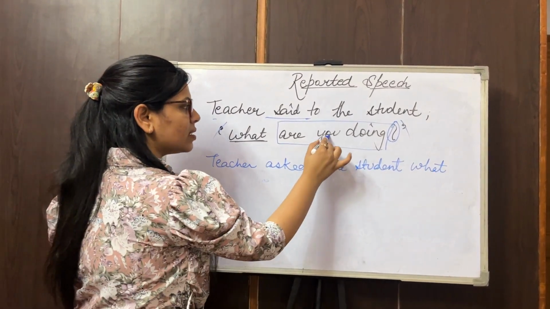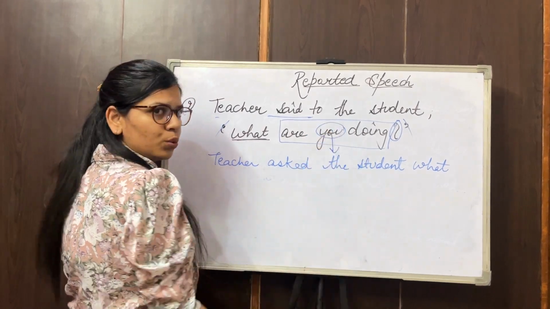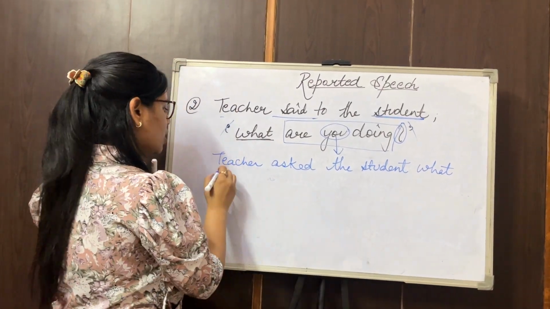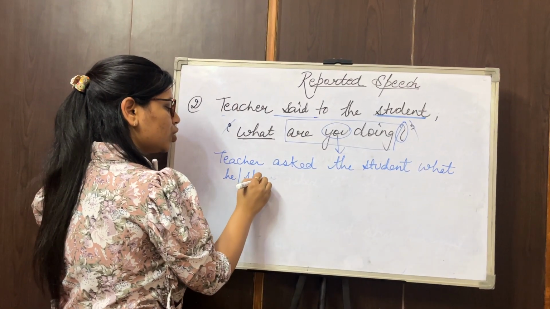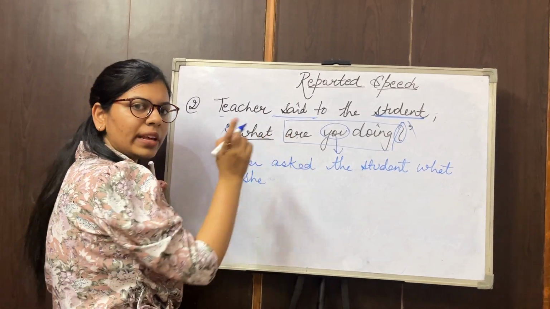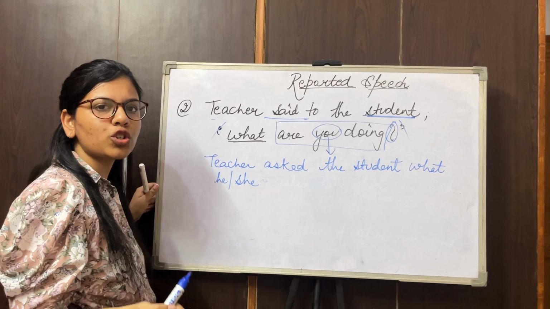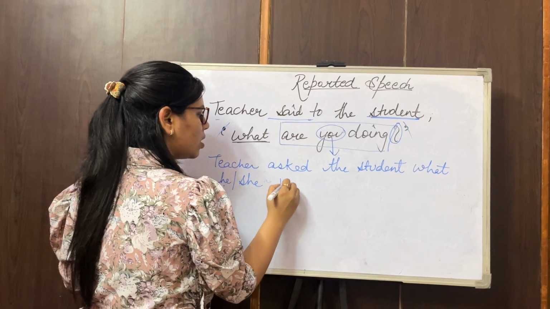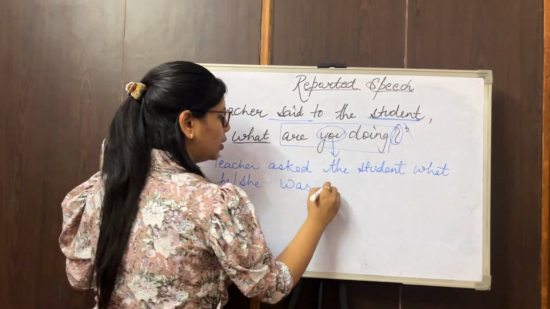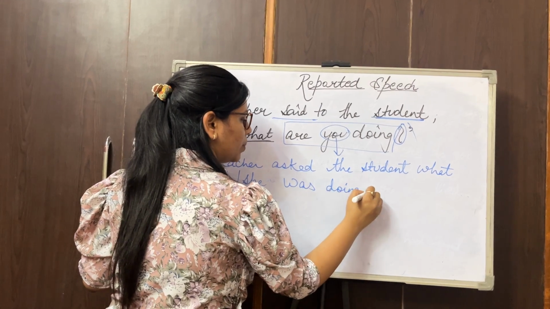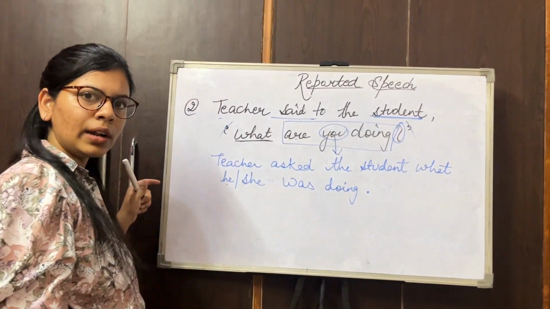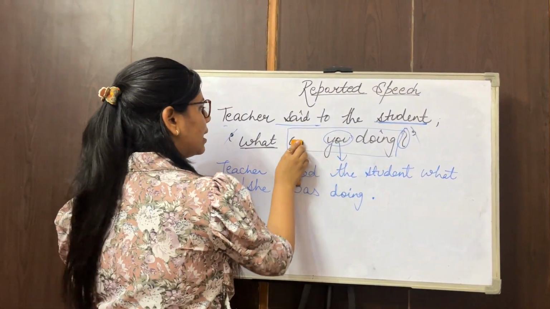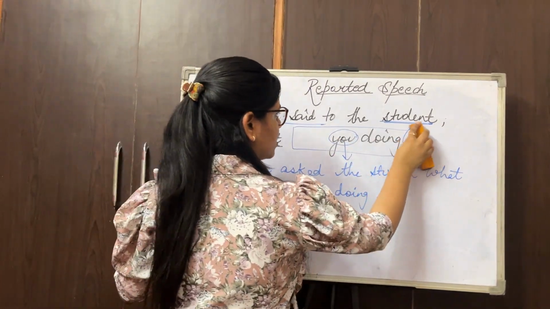So first we will write subject. Subject is you. Who is you? Student. Student can either be male or a female, so you can write either he or she. Are doing means present continuous, so it will change to past continuous. So what he or she was doing, and then it will be a full stop. Alright, let's make a little bit more change. Let's try past continuous tense.